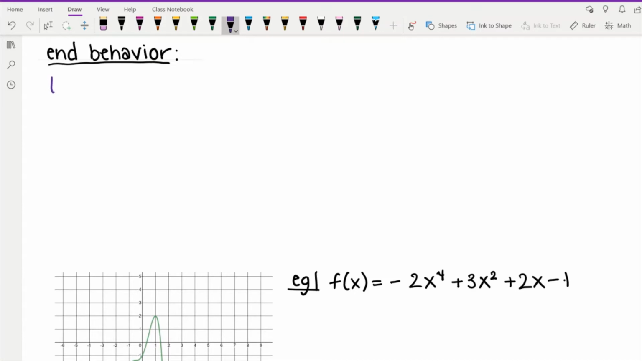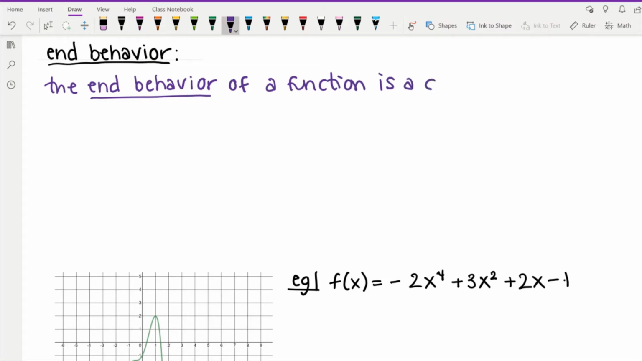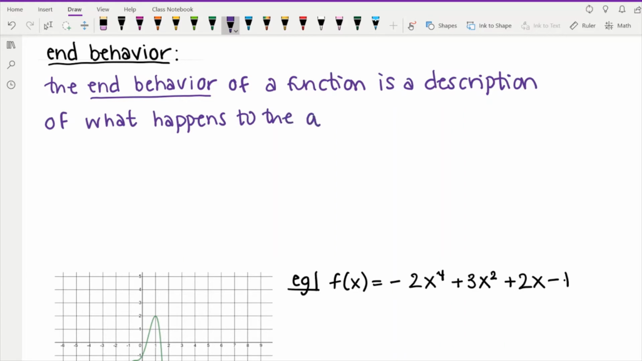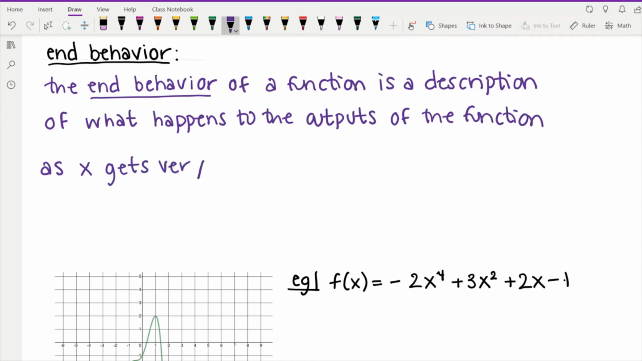Okay, so what is end behavior? The end behavior of a function is a description of what happens to the outputs of the function as, and I'm leaving a little space here because I'm going to add something between these lines later, as x gets very large or very small.